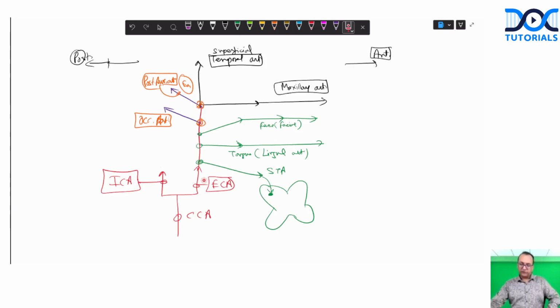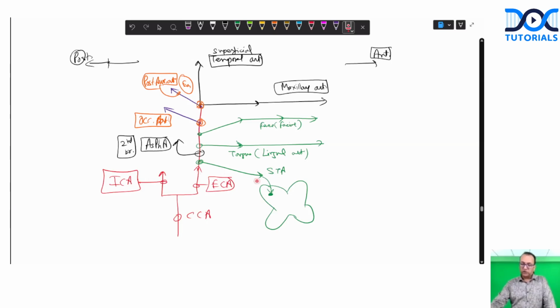And there is one medial branch, and the medial branch you cannot show, but you can just mention that this is the second branch, and it is going medial. It is called ascending pharyngeal artery. It is ascending and supplying the pharynx. It is the second branch usually. So who is the first branch then? It is superior thyroid artery. So superior thyroid artery is the first branch, ascending pharyngeal artery is the second branch.